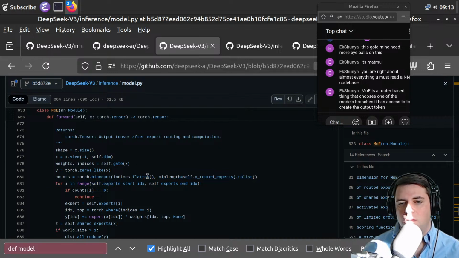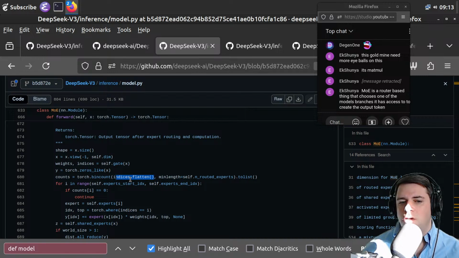We're taking all the indices and flattening them. So I guess the indices have some sort of nested structure, and that's the number of bins we need. For each index, we get some glob of data. And then the min length is the number of routed experts, and we turn that into a list. That's the counts. And then we're going to iterate over all of the experts.